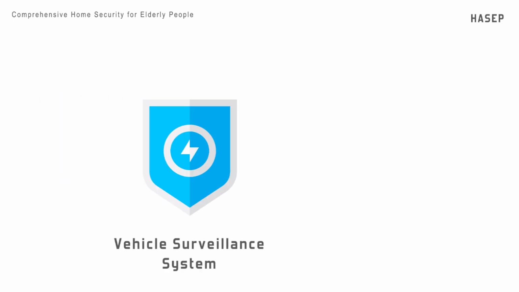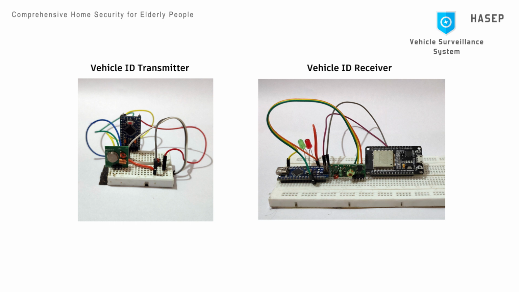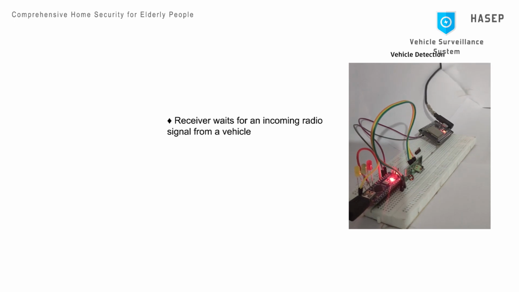Vehicle Surveillance System. This module is about recognizing the vehicles that have been authorized by the user to enter the home premises. The system uses a radio frequency transmitter and receiver to send the vehicle ID from the vehicle to the receiver mounted at the gate. The transmitter is shown on the left and the receiver on the right. The receiver is up and running.